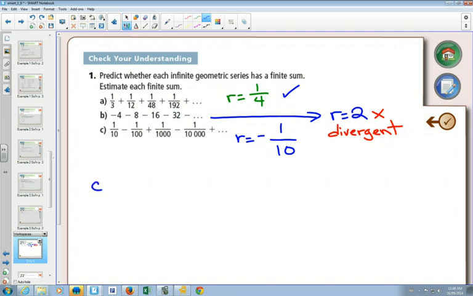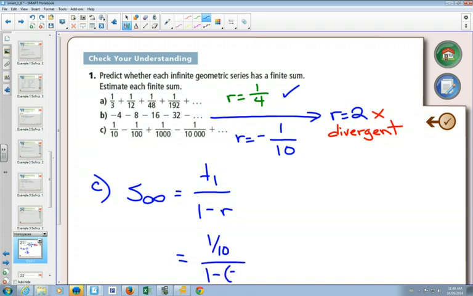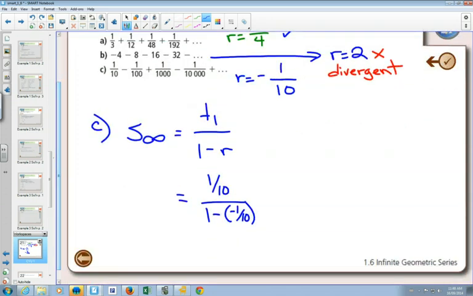So for part C here, we can use the sum to infinity. Our fraction is less than 1, and it doesn't matter if it's a positive or a negative number. That fraction has to be less than 1. So when we put it into our formula, we start with term 1 and then 1 minus r. In this case, our first term was 1/10. And we'd have 1 minus, and r is negative 1/10. Subtracting a negative, same as adding. And if I had 10 over 10 plus 1 over 10 on the bottom of my fraction, I'd have 11 over 10.